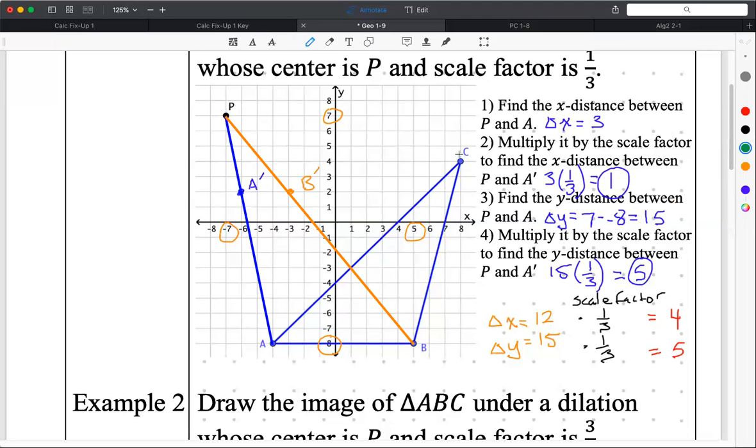So C, I'm again trying to find the new X and Y coordinates. So where's some room off to the side over here? My change in X, from the X coordinate of P to the X coordinate of C, from -7 to 8. Again, I can go 8 minus -7. And oh, I gave it away, darn it. Well, it's 15.